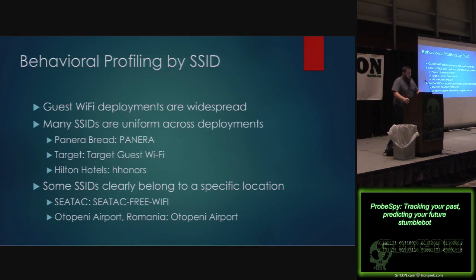So a couple of examples here. For businesses, Panera Bread uses the SSID Panera, Target uses Target Guest Wi-Fi, Hilton uses H Honors. And additionally, as I mentioned before, there might be some SSIDs that give away information about very specific locations instead of just general identifiers for businesses or other things. These are two examples of guest Wi-Fi deployments at airports.